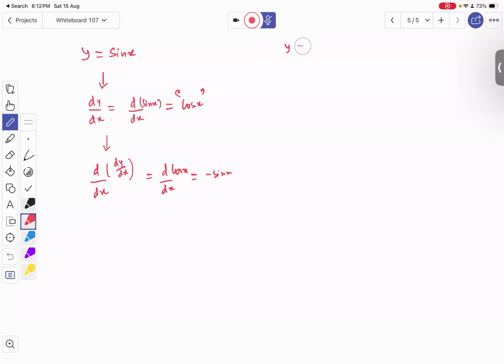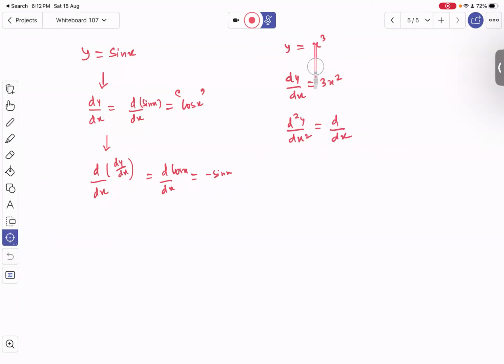Like another example, I give you y equals maybe x cube. So dy by dx will be, directly you can write, 3x square. D square y by dx square means you differentiate the dy by dx, because upon differentiating a function of x, what do you get? Not a goat or a cow, but some other function of x. So you differentiate that again.